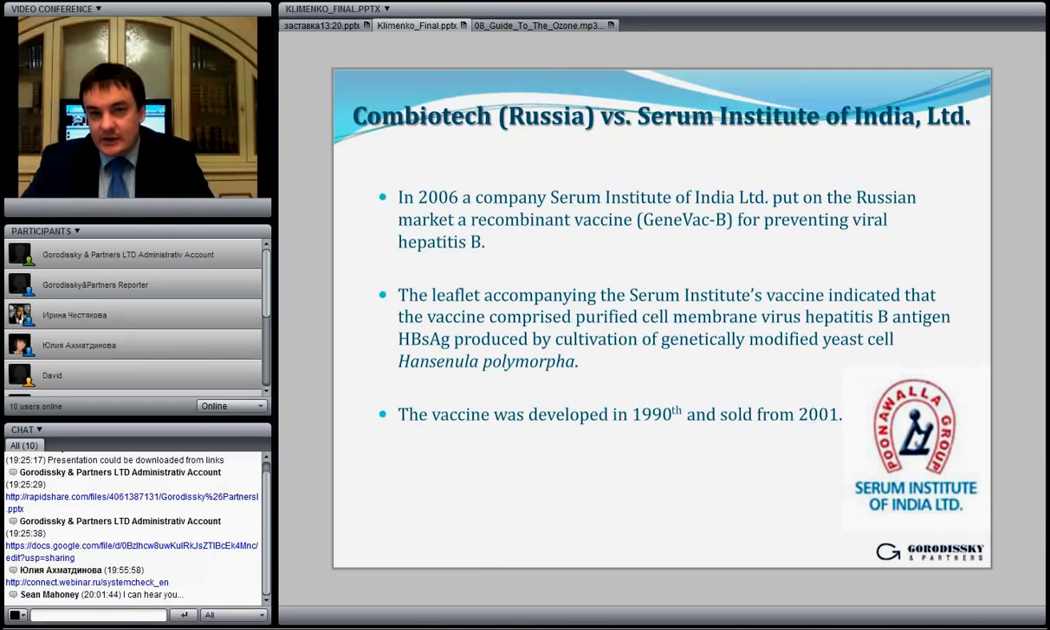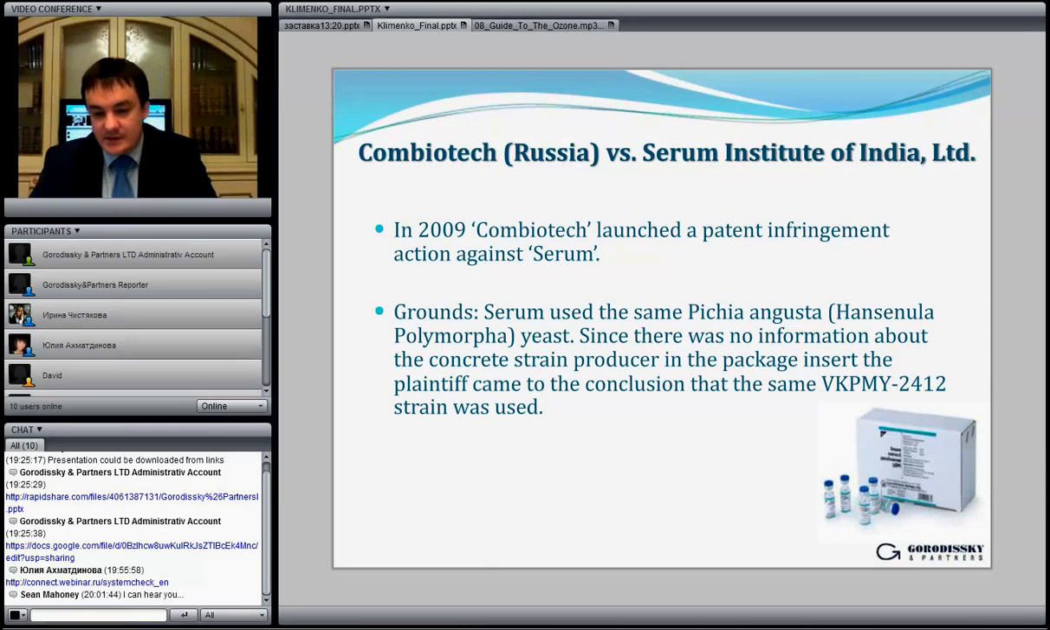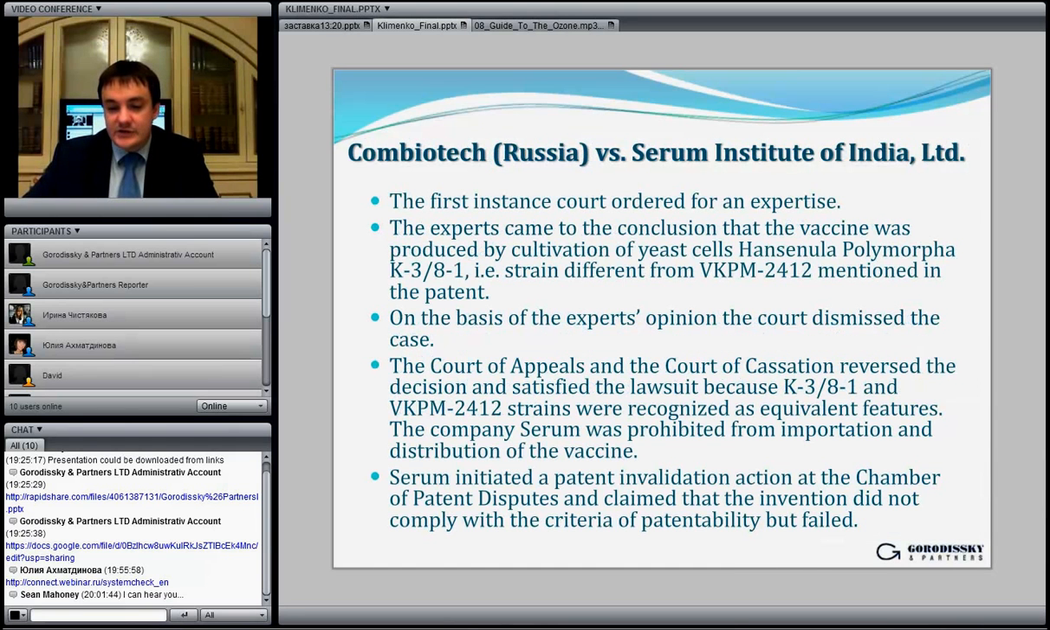And in the year 2006, three years after, an Indian company, Serum Institute of India, introduced on the Russian market a vaccine of the same nature, and there was information that the vaccine was also elaborated based upon particular antigens produced by cultivation of the same yeast. And since there was no information in the package insert about a particular strain producer, the Russian patent owner decided that probably the same yeast strain was used, and therefore a patent infringement takes place.